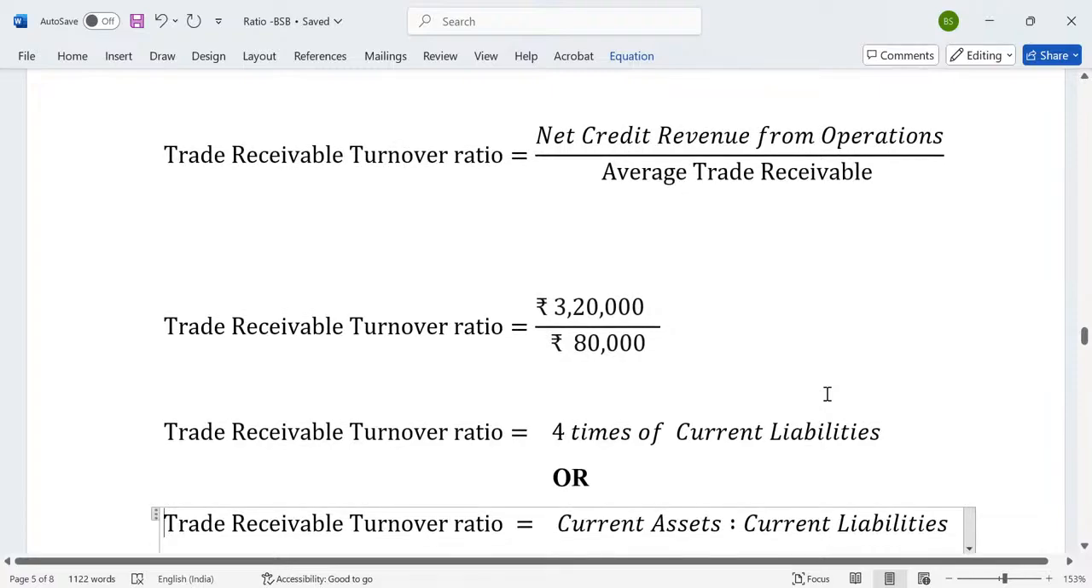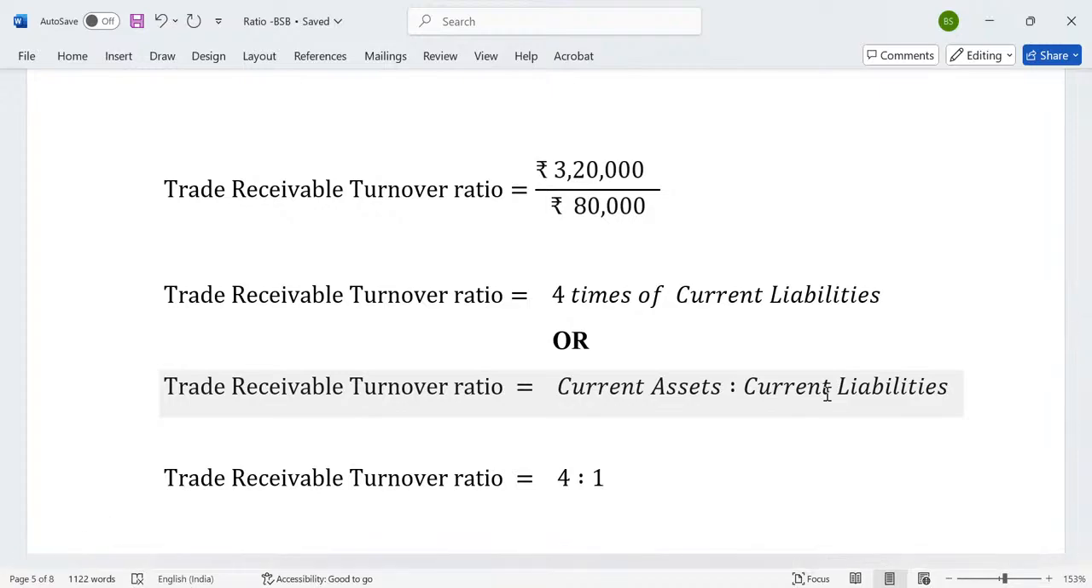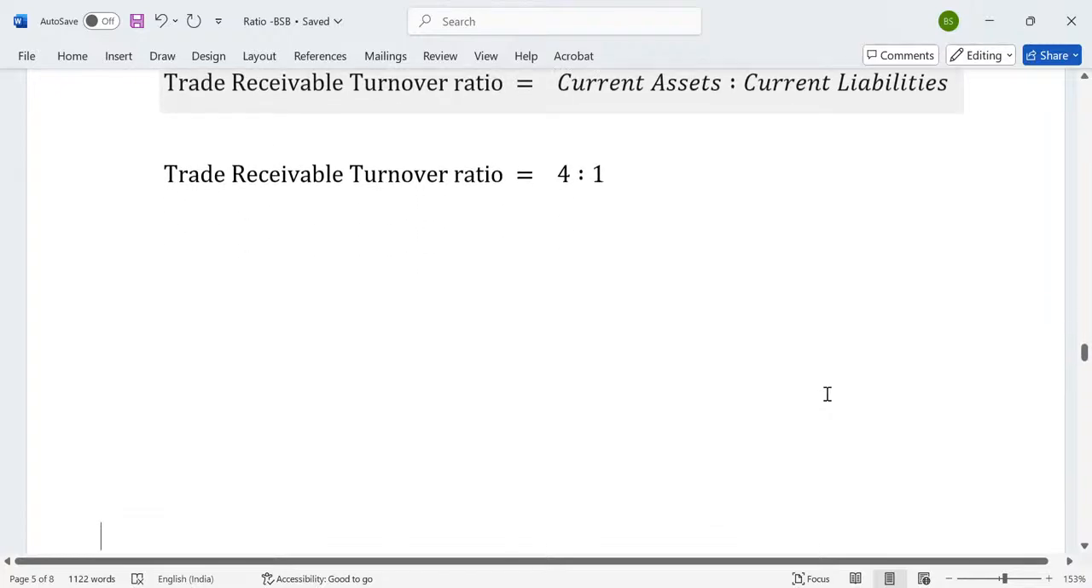So trade receivable turnover ratio is equal to rupees 3,20,000 divided by rupees 80,000. Trade receivable turnover ratio is equal to 4 times. The answer is trade receivable turnover ratio is equal to 4:1.